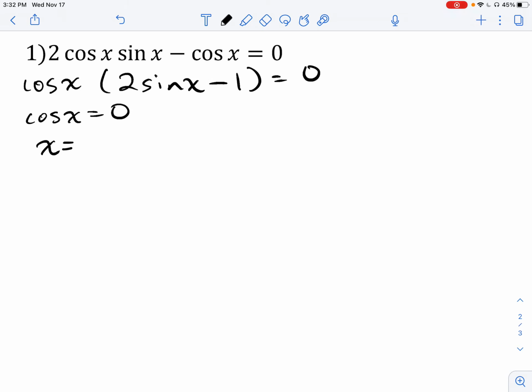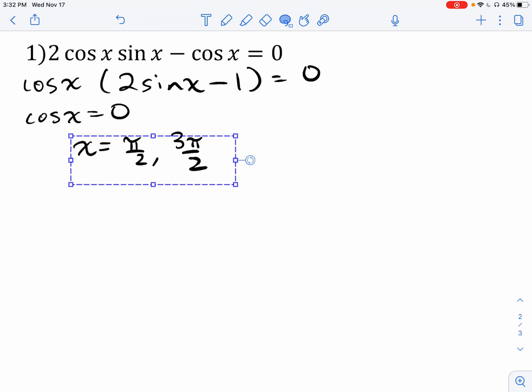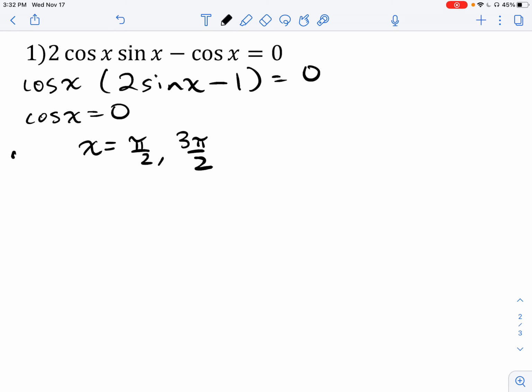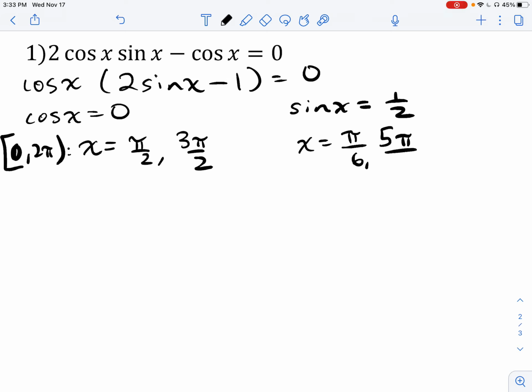So x is equal to pi over 2 and 3 pi over 2. And I should probably say that these are my solutions from 0 to 2 pi. Let's keep track of these. Okay, and then 2 sine of x minus 1, well, that's going to give me sine x is equal to positive 1/2. And I can say from that, my solutions here are x is equal to pi over 6 and 5 pi over 6. And let's actually just sketch these out, just so that we can visually see where these angles are.